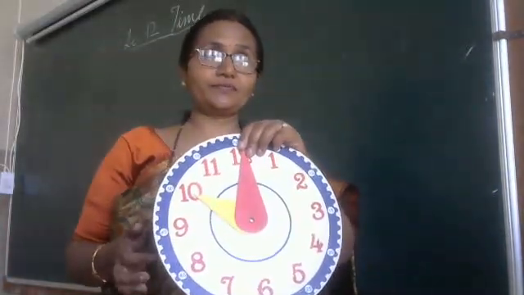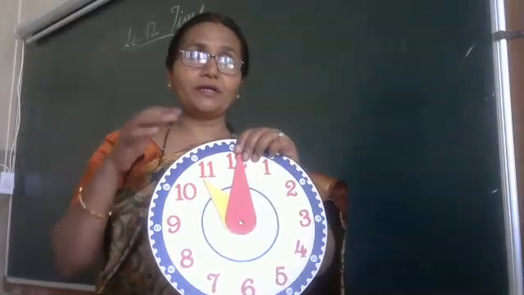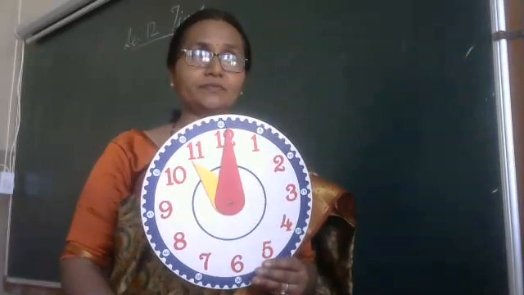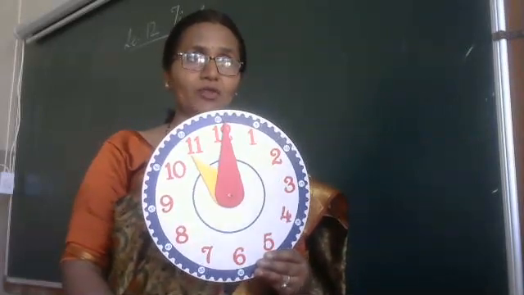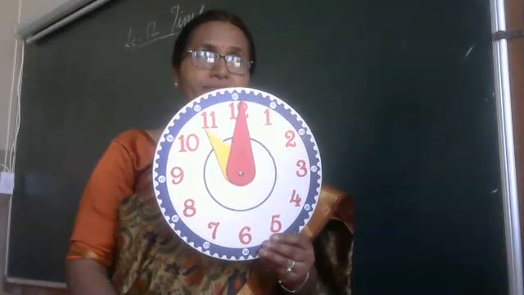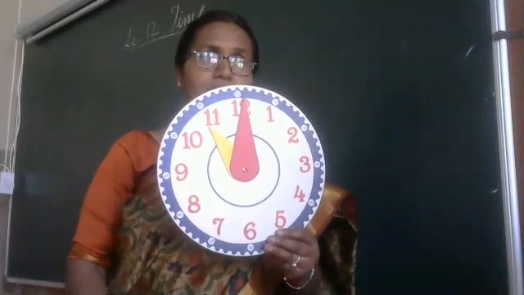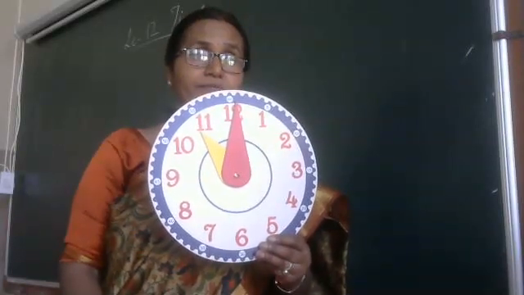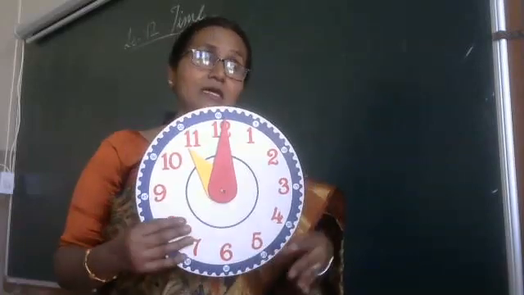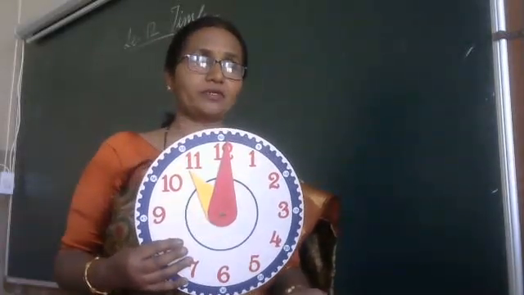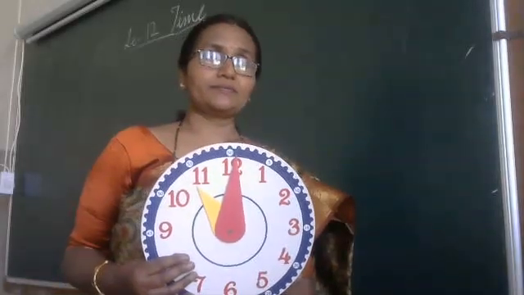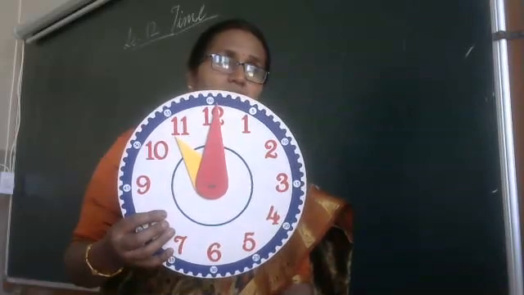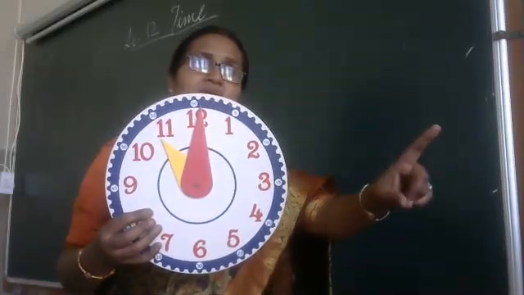What is the time now? What do you observe here in our time? The hands. What do you observe in the clock? 11 o'clock. Yes, but what do you observe? Tell me about those hands. What do you observe? 1 minute.